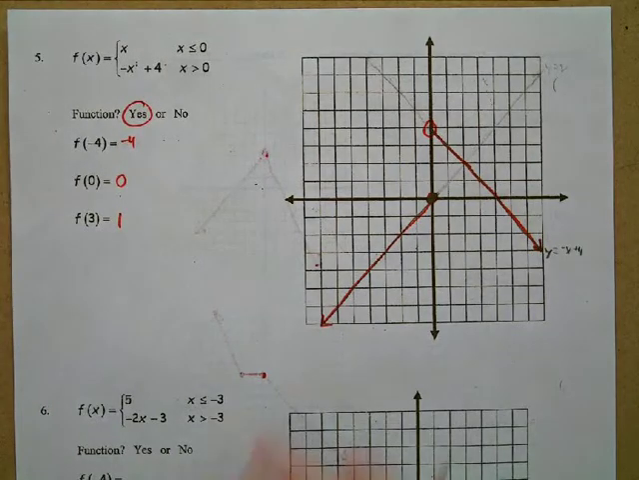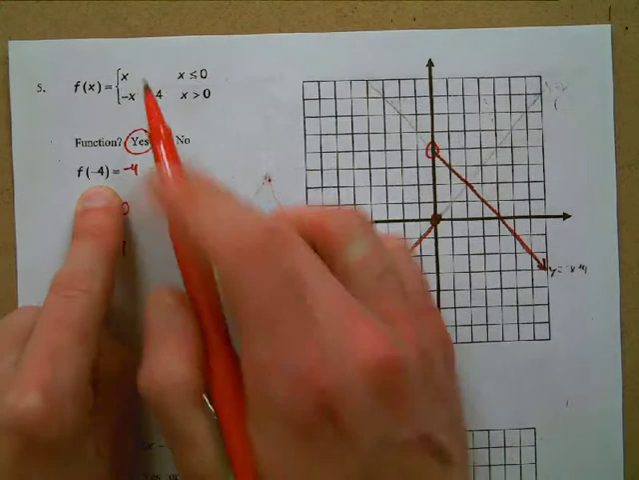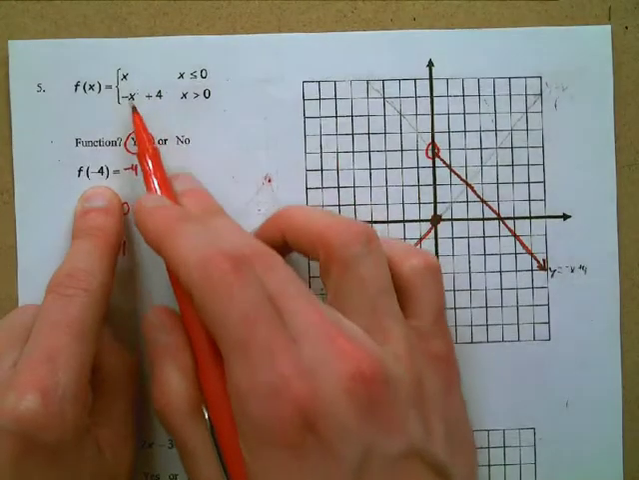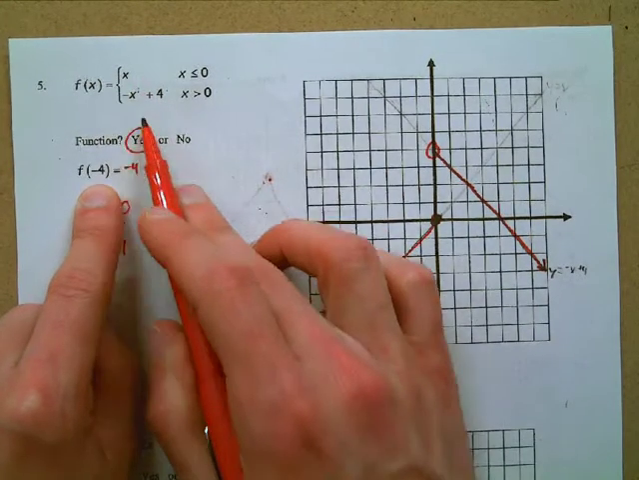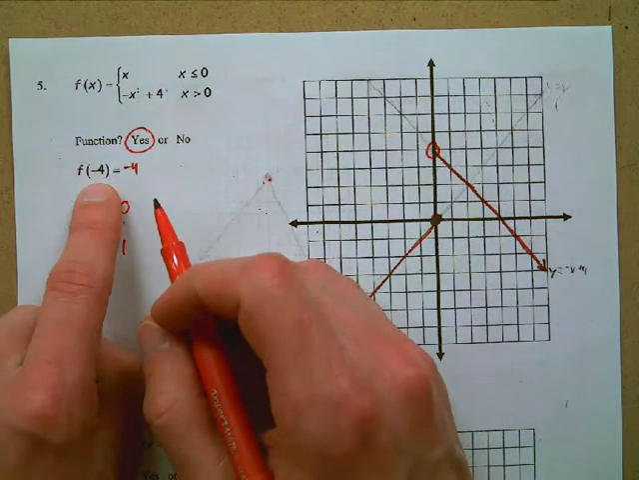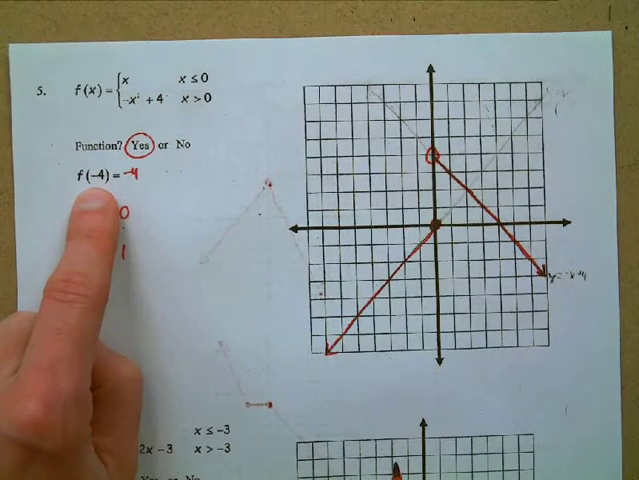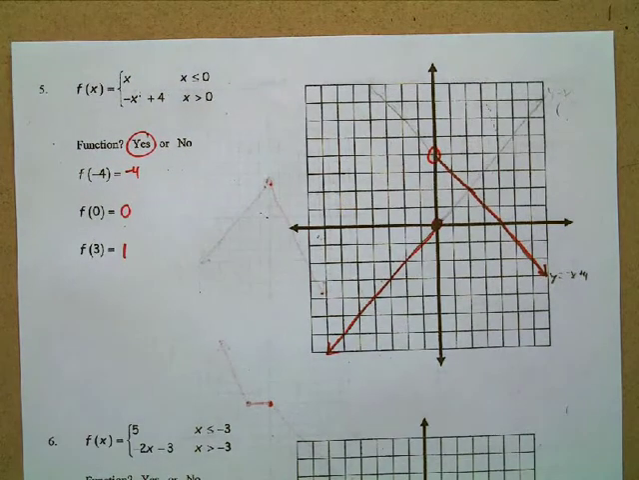For example, if I want to evaluate f of negative 4, which part of my piecewise function do I plug it into? The top one or the bottom one? If I want to evaluate f at negative 4, should I plug this negative 4 into the top piece or the bottom piece? It is the top. Why the top? Because it's included in the less than or equal to.